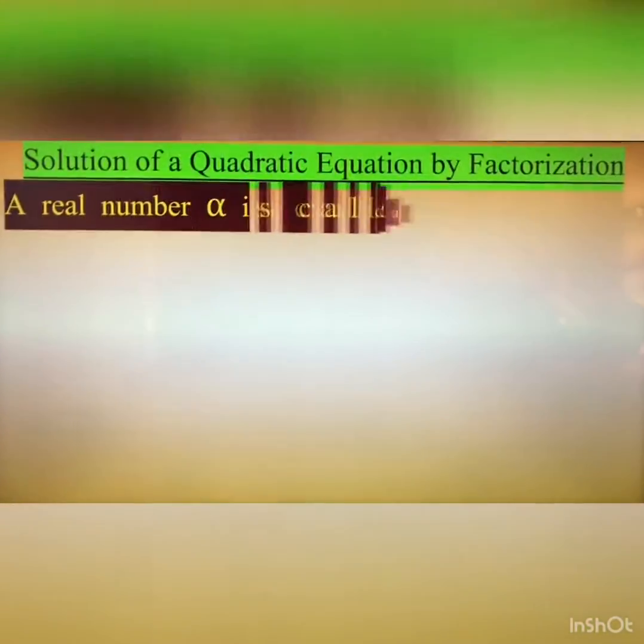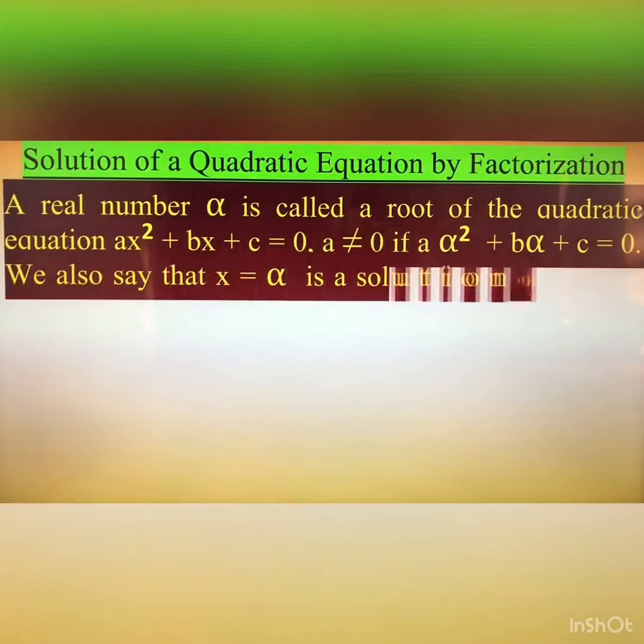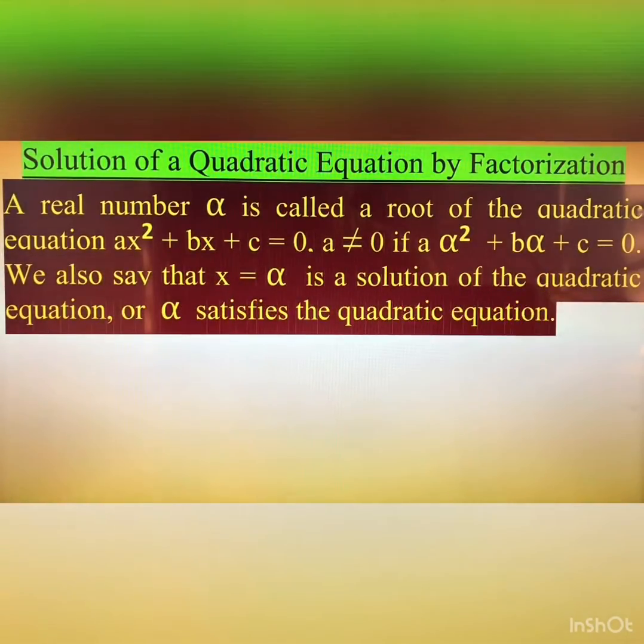After that, solution of a quadratic equation by the factorization method. There are so many types of solutions. One is the quadratic equation by factorization method. Second is the completing square method, and third one is using the quadratic formula. So first of all we will learn about the solution by factorization method.